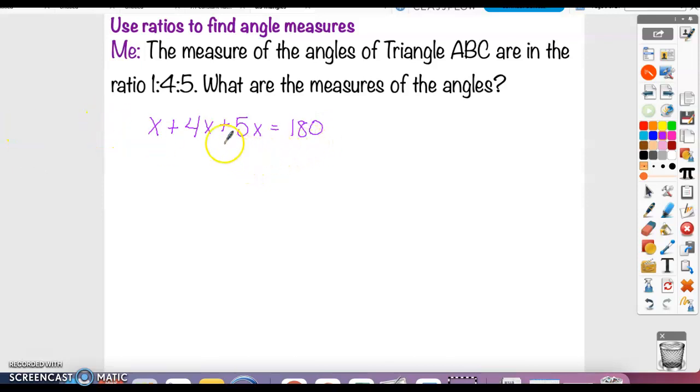Combine your like terms. So we have 1x, 4x, 5x, which is 10x, equals 180. Solve for X. And angle X is equal to 18 degrees. But that's only one angle. I need to find the other 2. Okay, so angle X is 18 degrees.